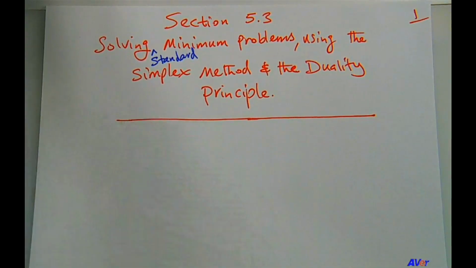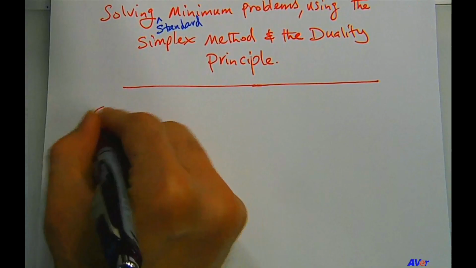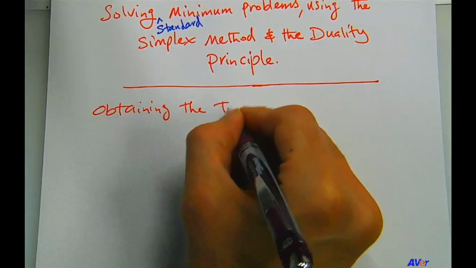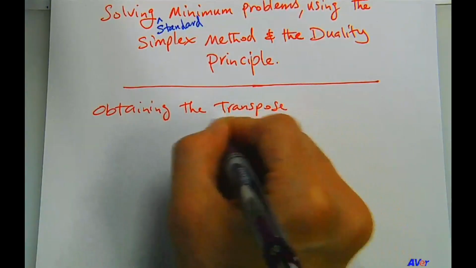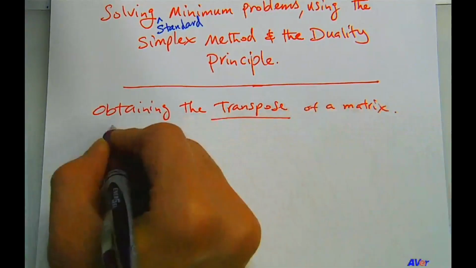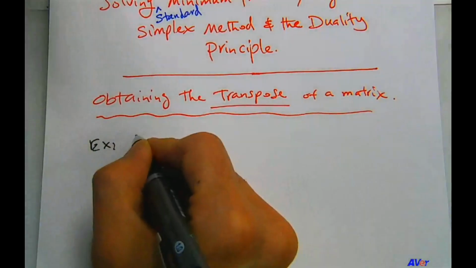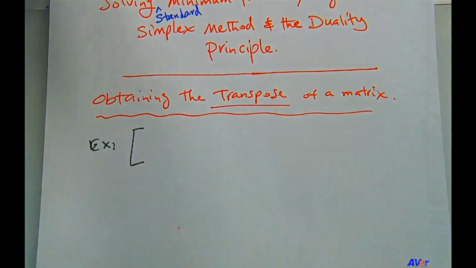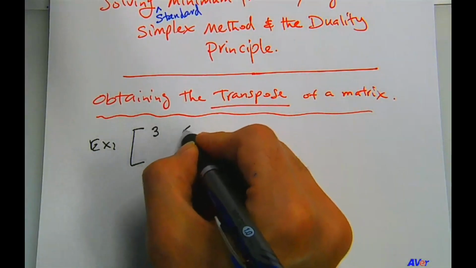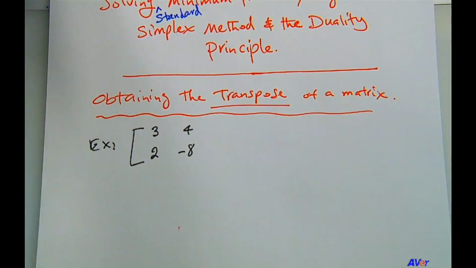So suppose we want to obtain the transpose of a matrix. It's a very simple operation. The best way to explain this is just jump right into an example. Suppose we have a matrix such as 3, 4, and 2, and negative 8, right? And let's call this matrix A.